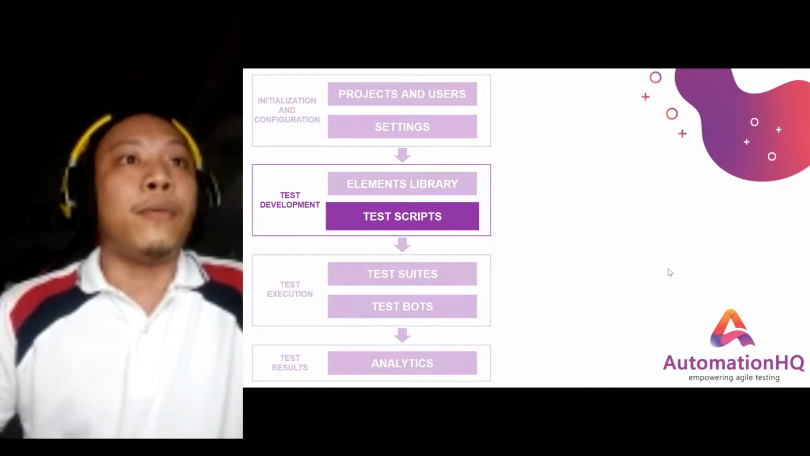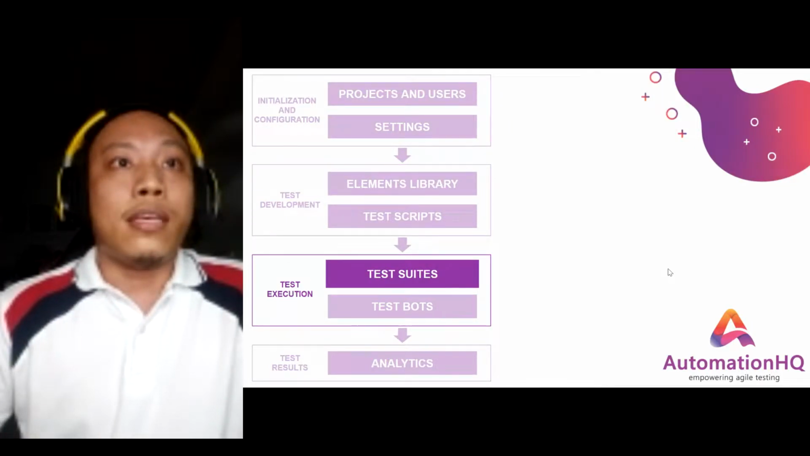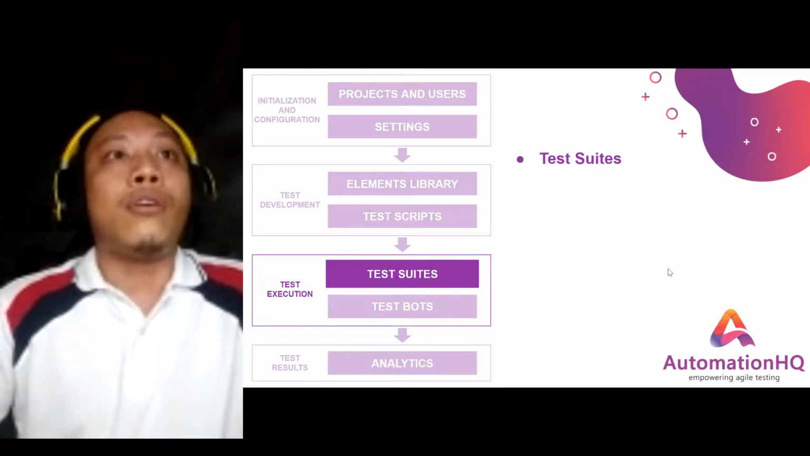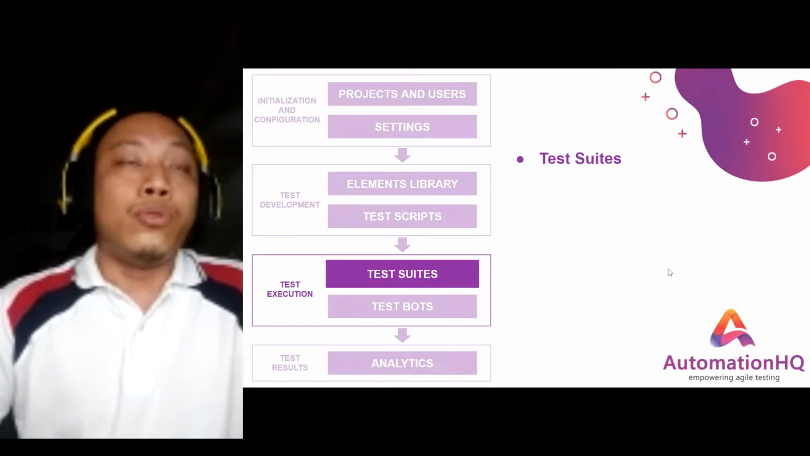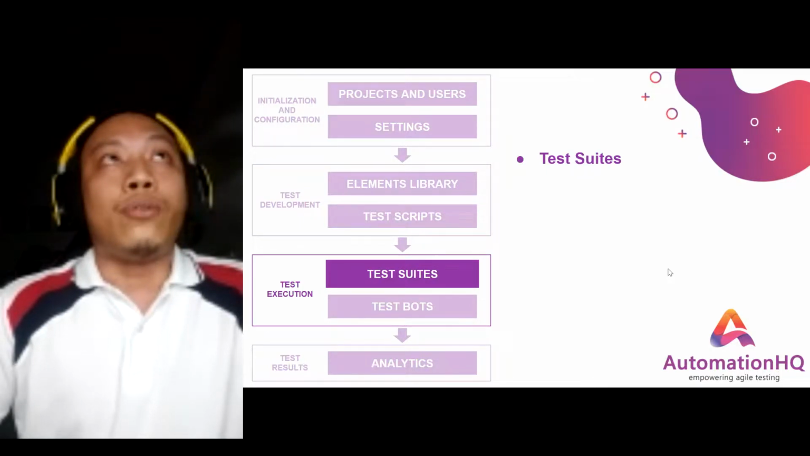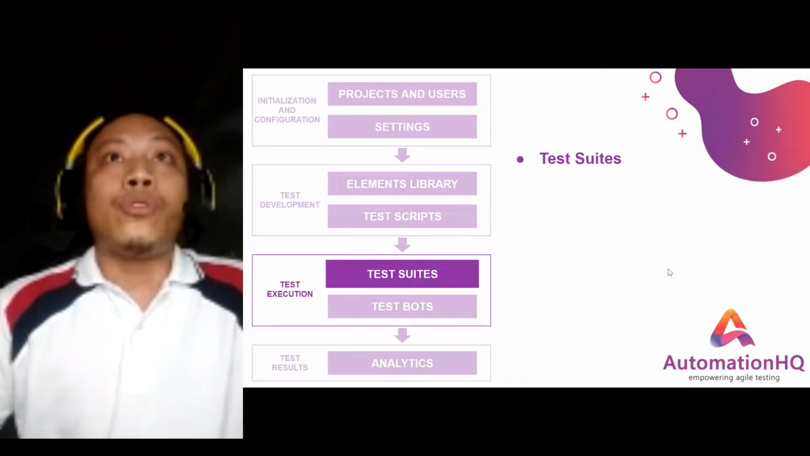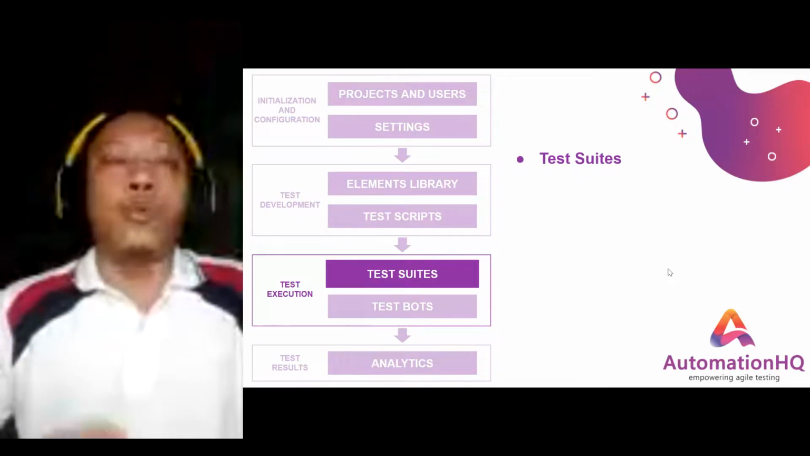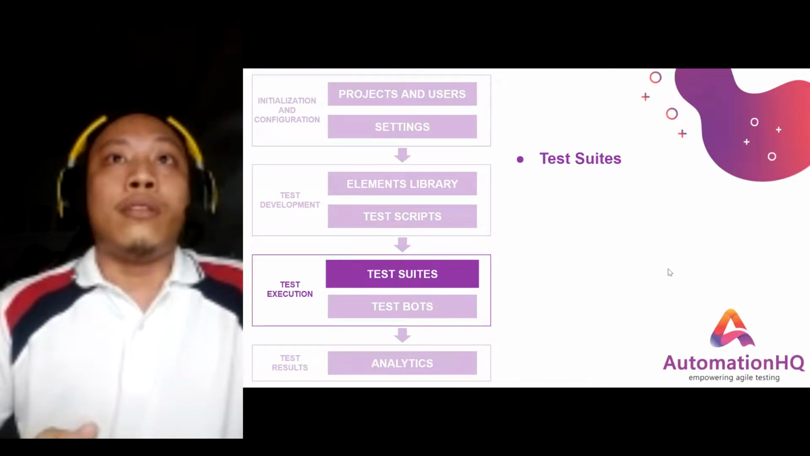Then after the test development, we have the execution. First I'll discuss the test suites. So basically the test suites are just the collection of the test scripts. So let's say, for example, you have created 10 test scripts. Five of those pertain to, let's say, the login module, and five pertain to the registration module. So you can create two test suites and put those corresponding test scripts within that test suite. So in this example, you would have two test suites, one for login and one for registration, and each of those contains the specific test scripts that would be performed for that module.